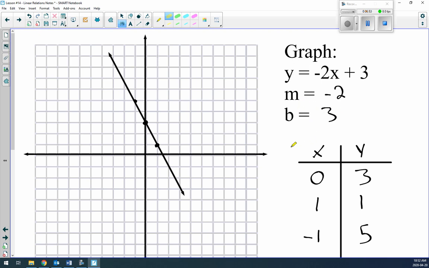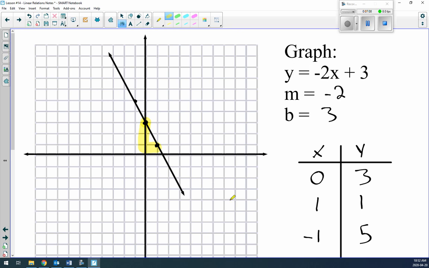So there's two ways of doing this. You can either look at y equals mx plus b and graph it based on that. Yeah, b equals 3, so it's going to cross at positive 3. The slope is down 2, so we go down 2 over 1, and then you could graph the line.